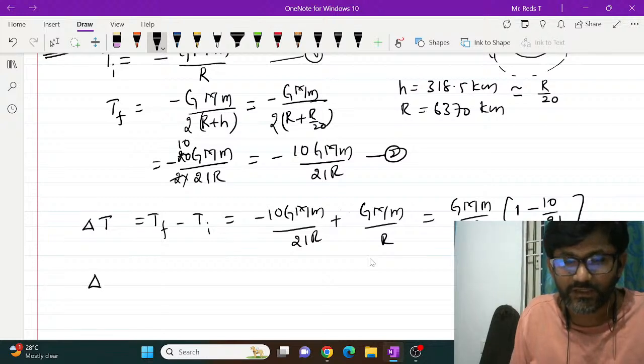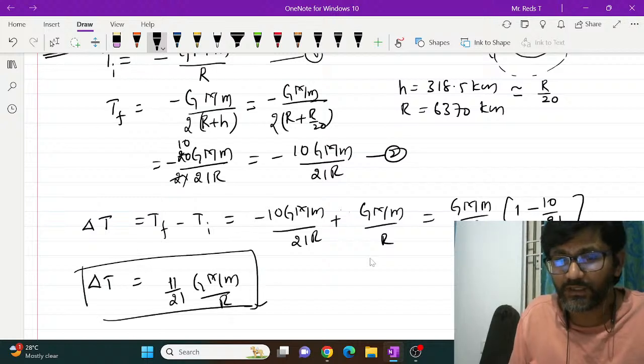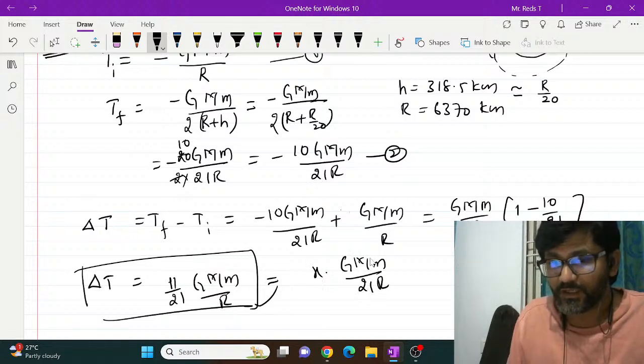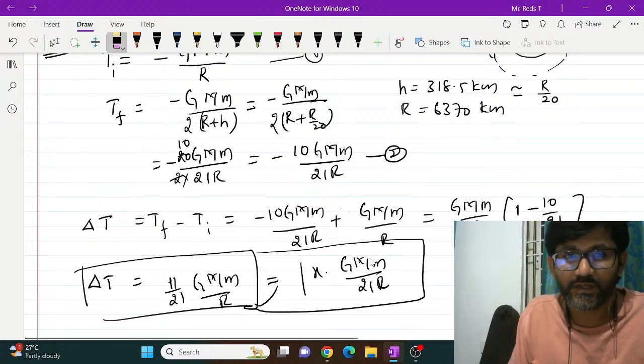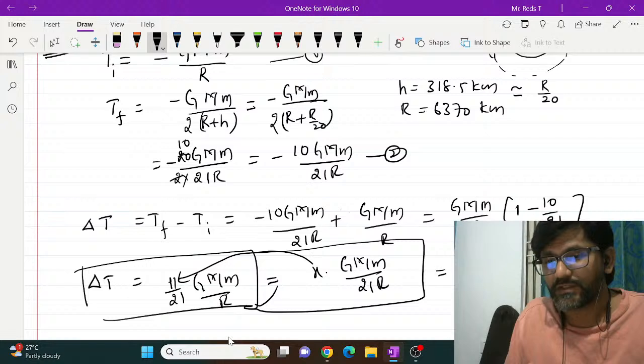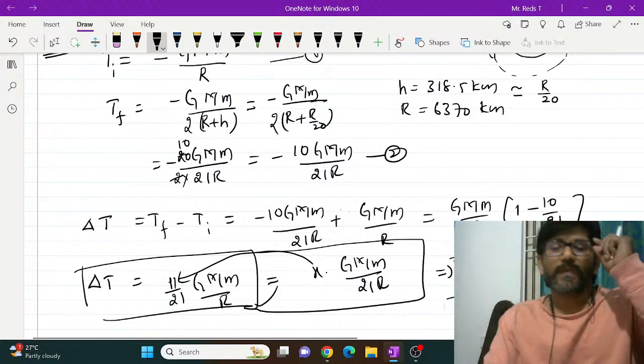So therefore, the change in total mechanical energy of the body is 11 by 21 GMm by R. This is the one. In the question it is given that it is equal to x times GMm by 21 R. So what is the value of x, is the question. In place of x here we have 11. So this implies x is equal to 11. So it is a numerical based question, guys. Right, that's it. This is how we have to work out this kind of question.